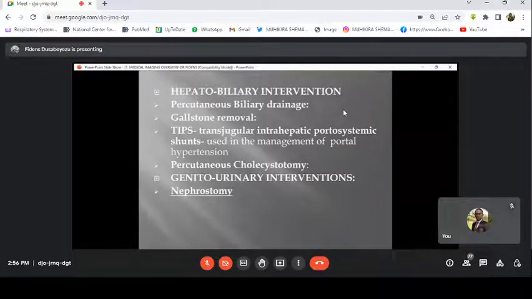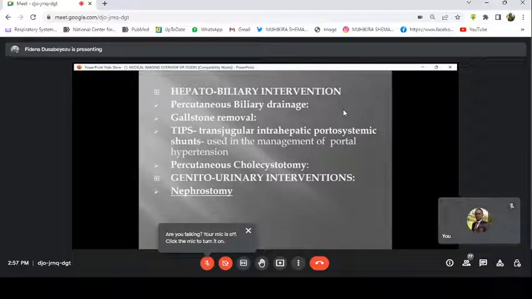We can do genitourinary interventions, different ones. They are different. We do nephrostomy. Those are interventional radiology procedures.